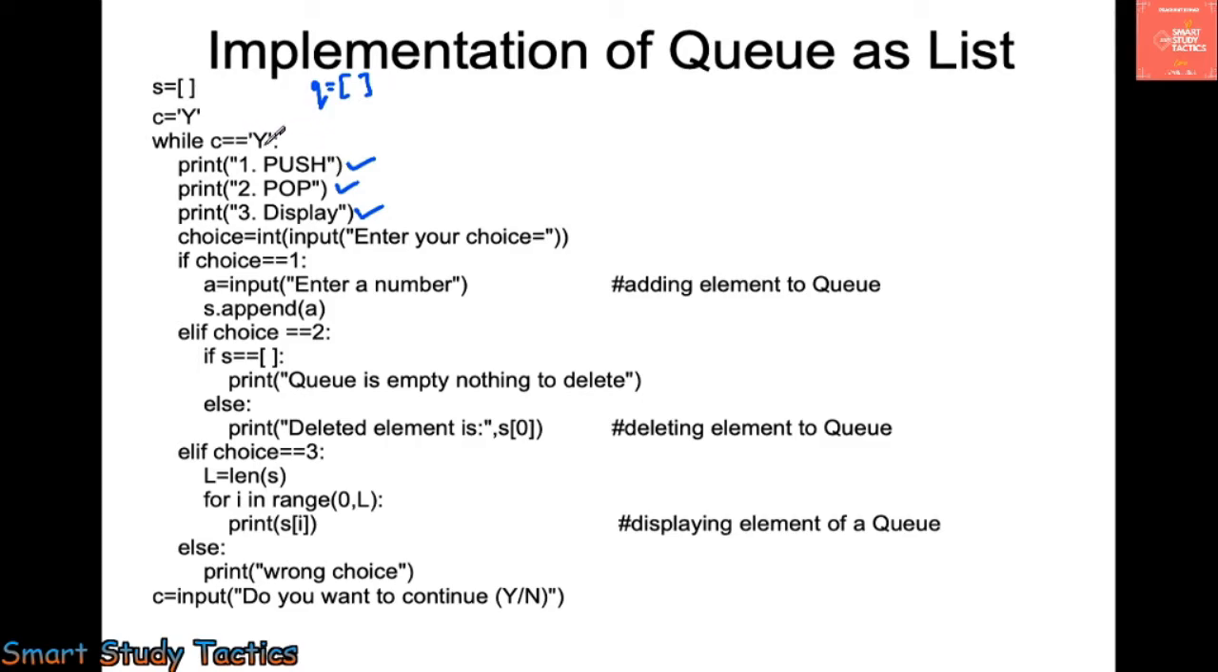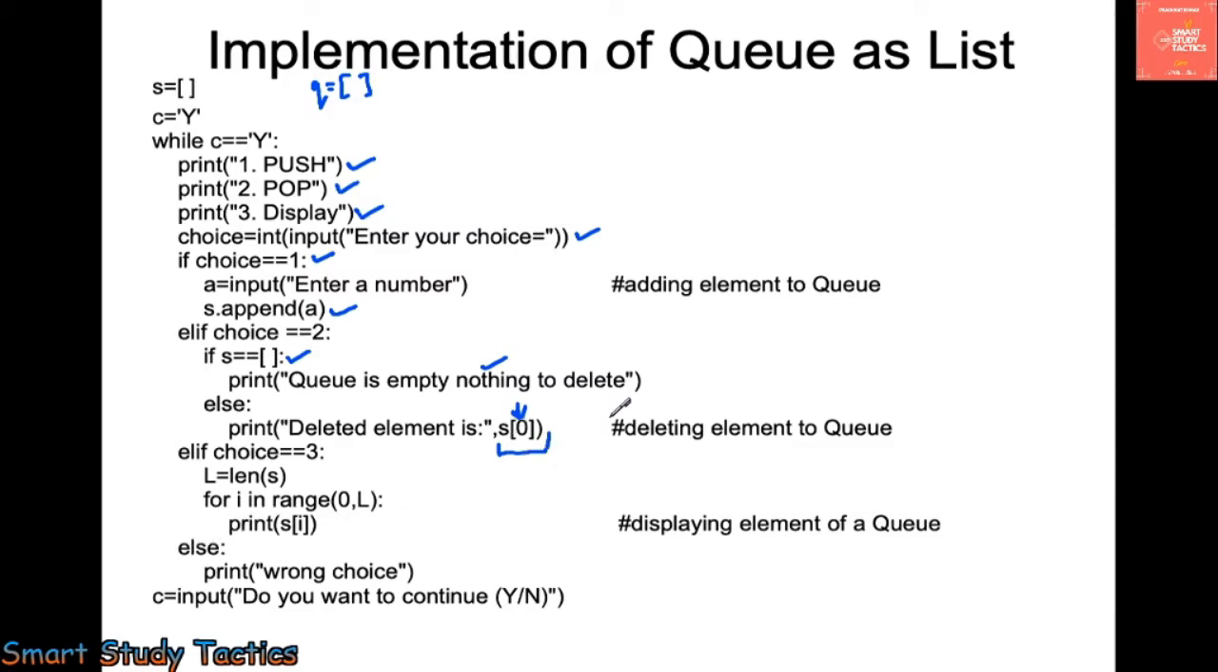Similarly, you are executing a while loop here, and in the while loop you are making the choices. You are going to accept 1, 2 and 3 here. If your choice is 1, you can append the value. Similarly, you accept the value in A and add it. If your choice is 2, that means pop. First of all, you have to check whether the queue is empty or not. If the queue is empty, it will generate this message. If the queue is not empty, else delete from the 0th position. Very important point, from the 0th position.